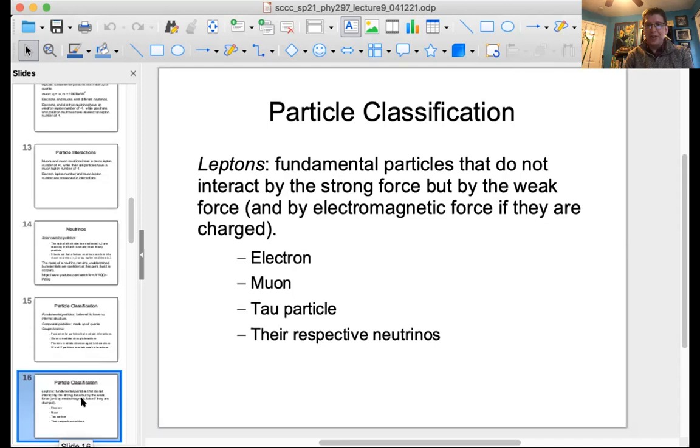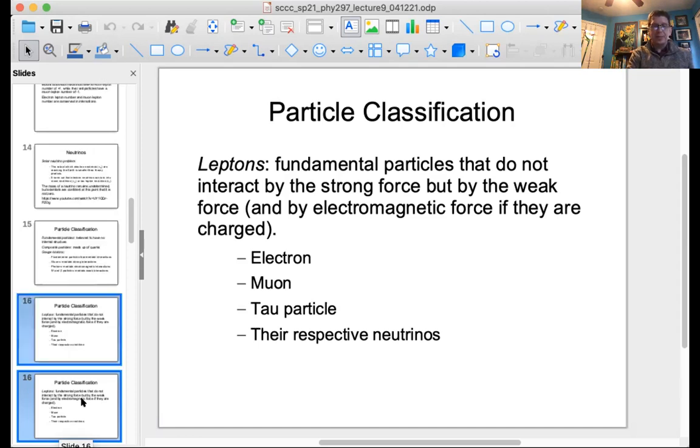And the leptons, again, are the fundamental particles that don't interact by the strong force, but by the weak force. And if they're charged, like an electron is, obviously, by the electromagnetic force as well. So the electron is a lepton, the muon is a lepton. The tau particle is another type of lepton. And all their respective neutrinos are considered leptons as well. And again, the neutrinos are neutrally charged, so they wouldn't interact by the electromagnetic force, but definitely by the weak nuclear force.